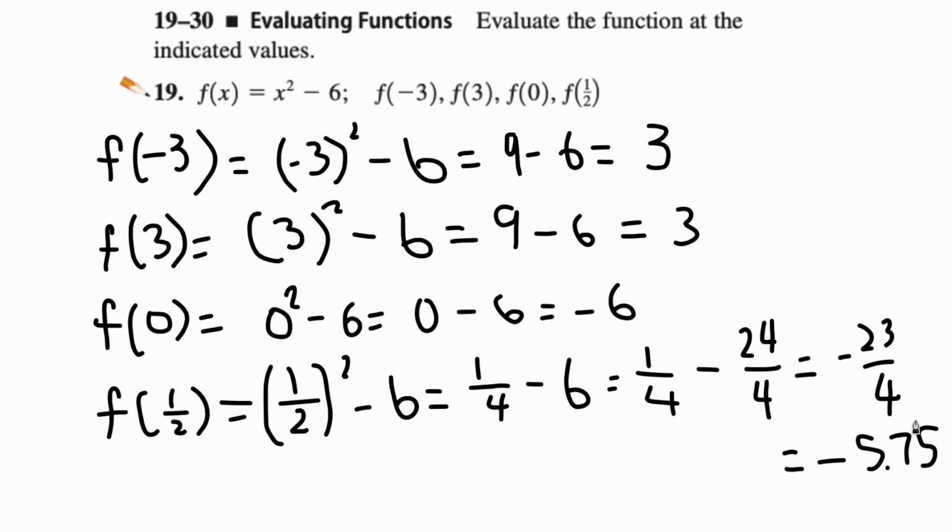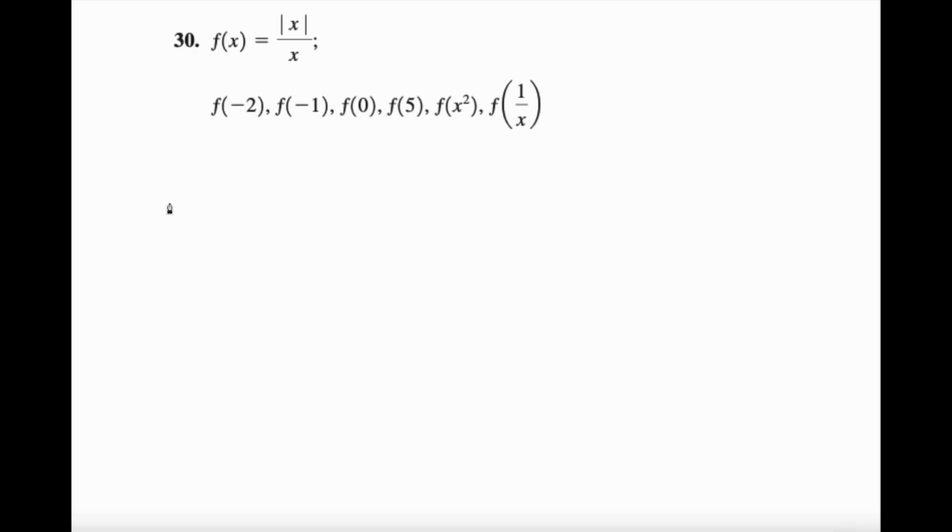Each value of x gives us a different f(x), and by substituting and calculating, we've determined these values precisely. Now let's move on to the next problem. This problem is very similar to the previous one, but this time it uses an absolute value sign. Let's dive into evaluating this function for the given values: -2, -1, 0, 5, x squared, and 1 over x. Let's start with f of -2, I meant.